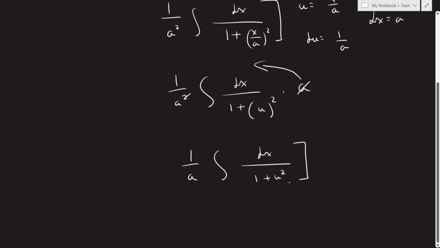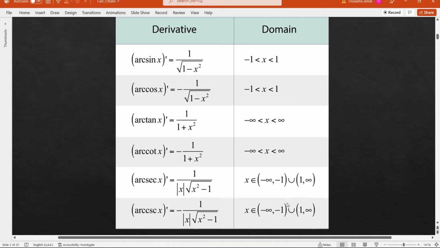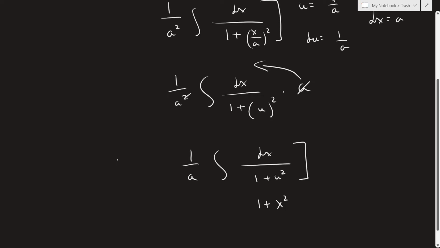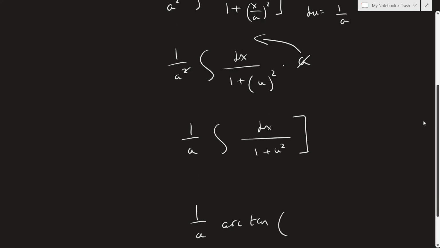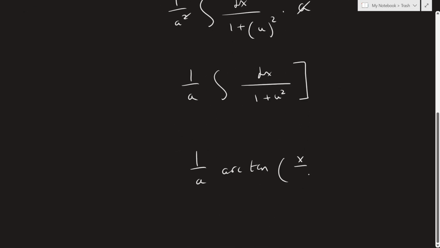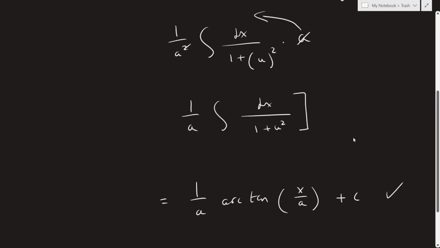Now we have to predict which one it will be. So we have in the bottom 1 plus u squared, or basically 1 plus x squared. So this one, there's a radical, and there's a negative here. So it must be this one, which is arctangent. So it's going to be 1 over a arctangent of u. Usually it's x, but this time it's u. So what did we choose u to be? x over a, plus c, and this is your answer. All right, next question.